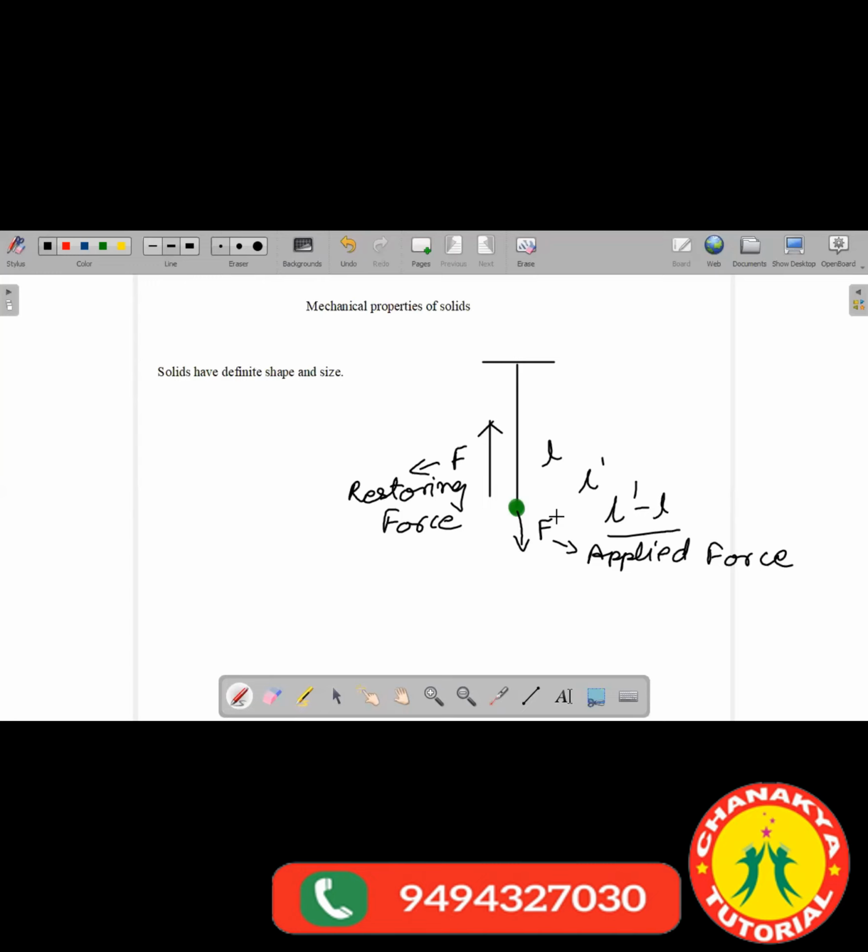All the solids can regain their original shapes because of the restoring forces which are being set up in their molecules. The restoring forces will be there, and if you remove the applied force, the substance will regain its original shape. So this was one example. In a similar way, we can have other examples.